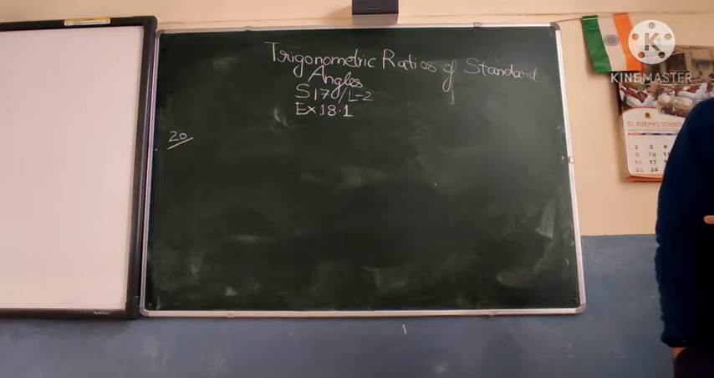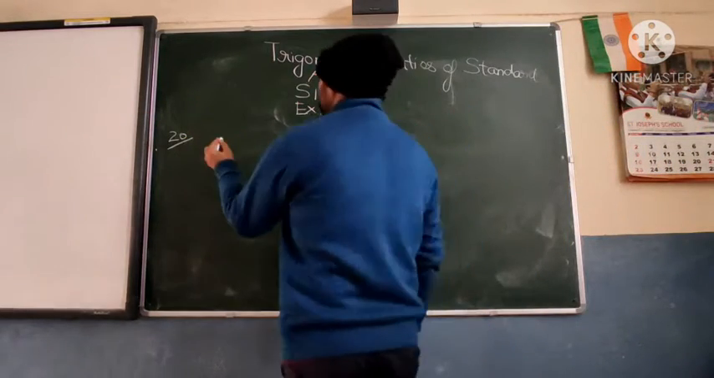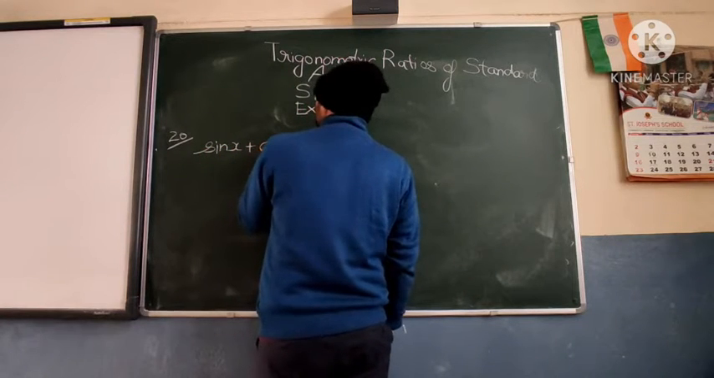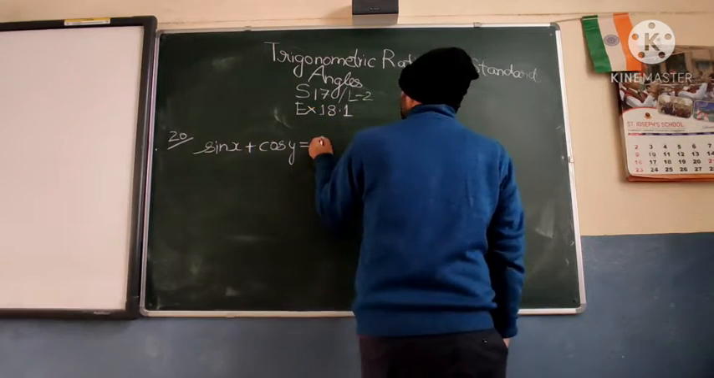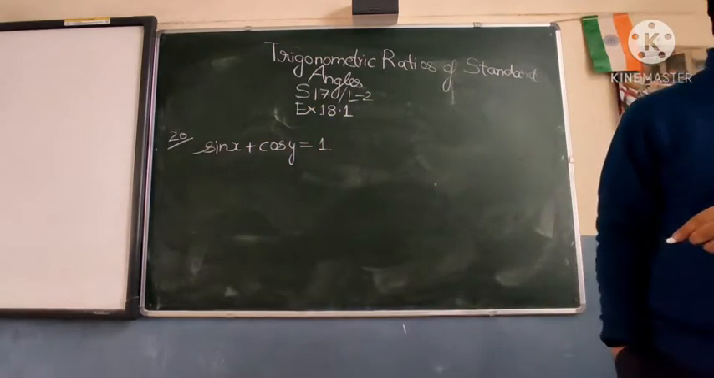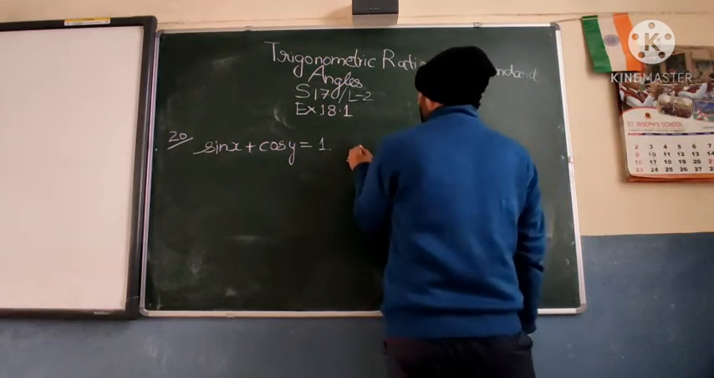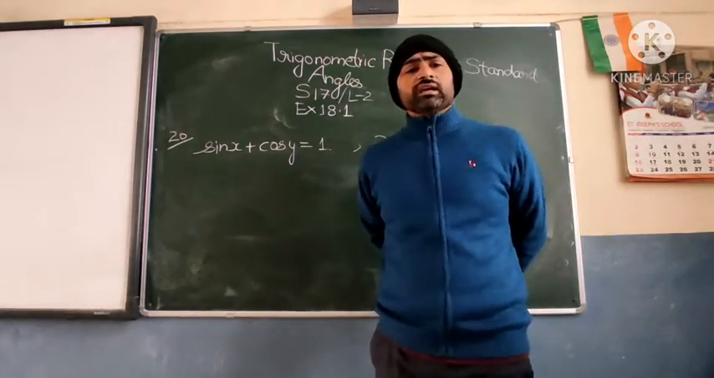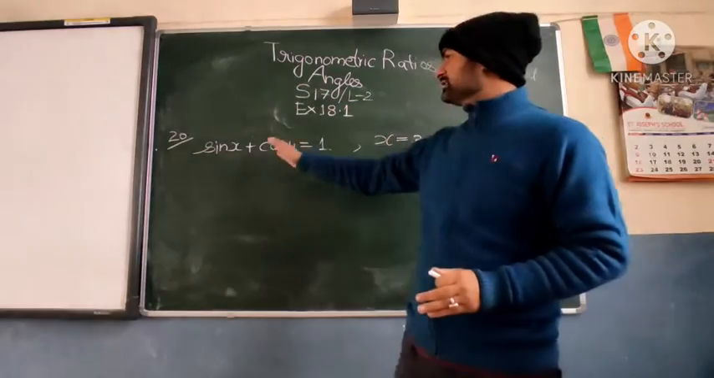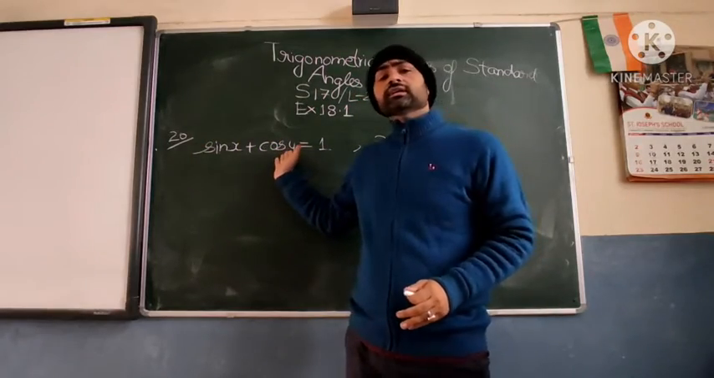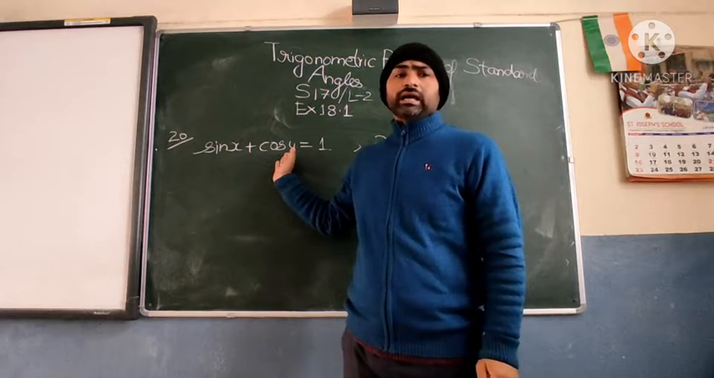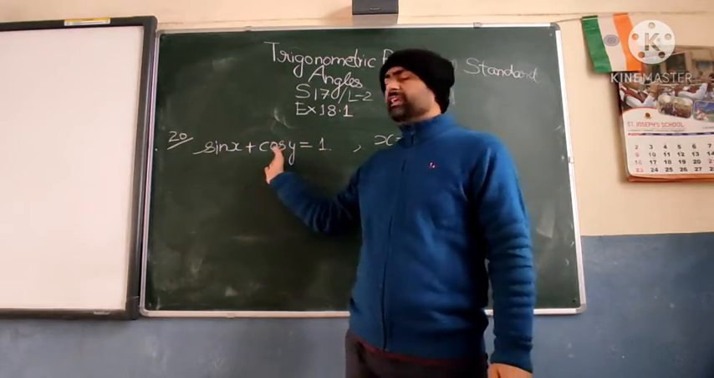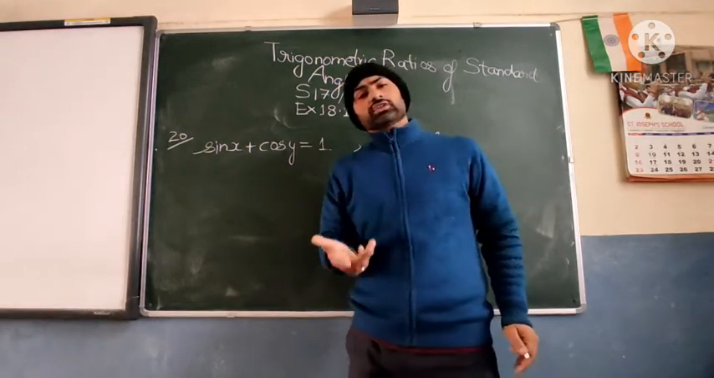Question number 20 says, if sin x plus cos y equal to 1. That means what it is saying? It is saying sin x plus cos y is equal to 1, and x equal to 30 degree. Now see, once we know the value of x, this part we will know. Now it will be a linear equation only in y. Also cos is known. So once we subtract the value of this, we can get cos y equal to something particular, then y will be cos inverse of that.